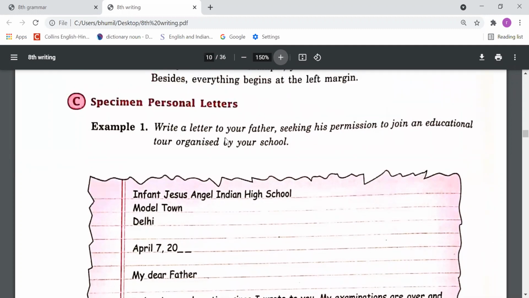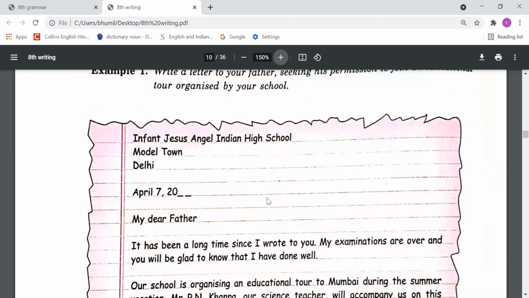So let's read the statement. Write a letter to your father seeking his permission to join an educational tour organized by your school. So your school is going to organize an educational tour. Regarding this, you want to take permission from your father, and that's why you write a letter to your father. So this is an informal letter. Why? Because you are going to write a letter to your father. First of all, you need to imagine that you stay in school, and from school you are sending a letter to your father.